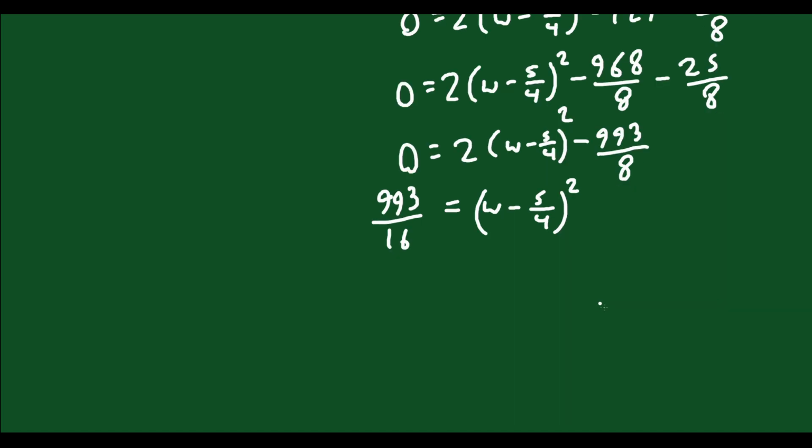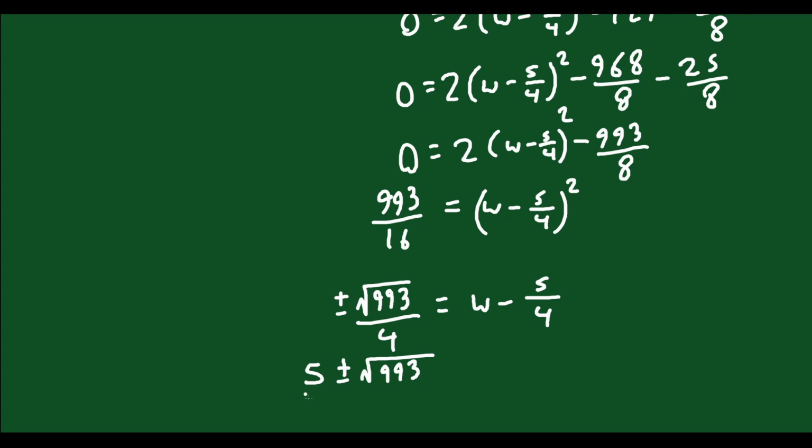Then you square root both sides, right? So when you square root this, you're going to get the square root of 993. You can actually square root the bottom to get 4, right? And it's plus or minus, of course. And that's equal to w minus 5 over 4. Bring the 5 over 4 to the other side, so you get 5 over 4 plus or minus this over 4. So really you're getting 5 plus or minus square root 993 all over 4 equals w, right? Because they have the same denominator.